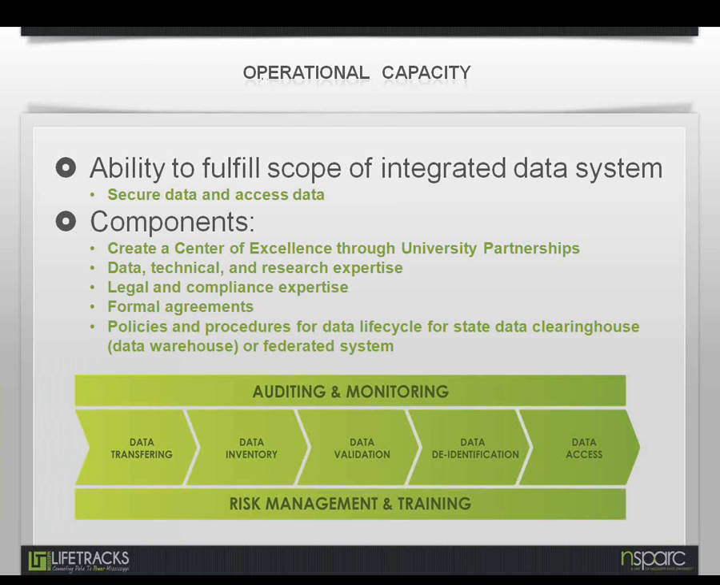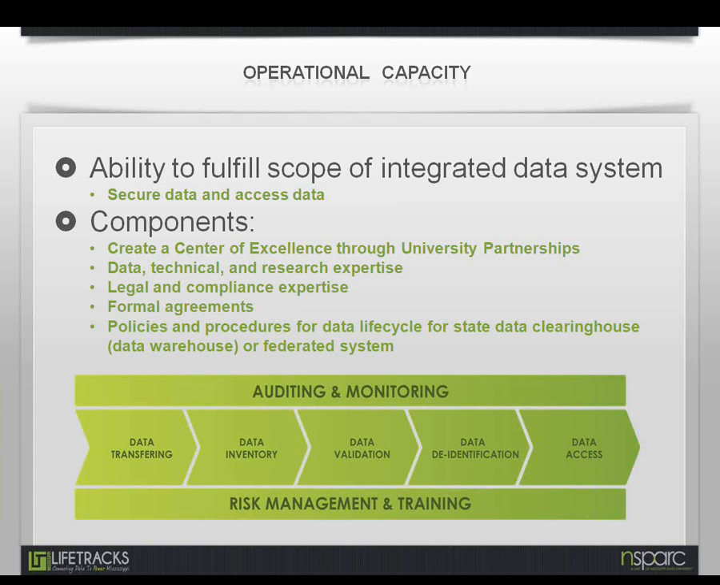Next element is actually de-identifying, anonymizing data. Whether it's a federated system or a data warehouse, you have to ensure that identities are protected. And that's whether you're using individual level, student, child, workforce information, or center level information, protecting those identities is crucial, and having a process in place to do that is key.